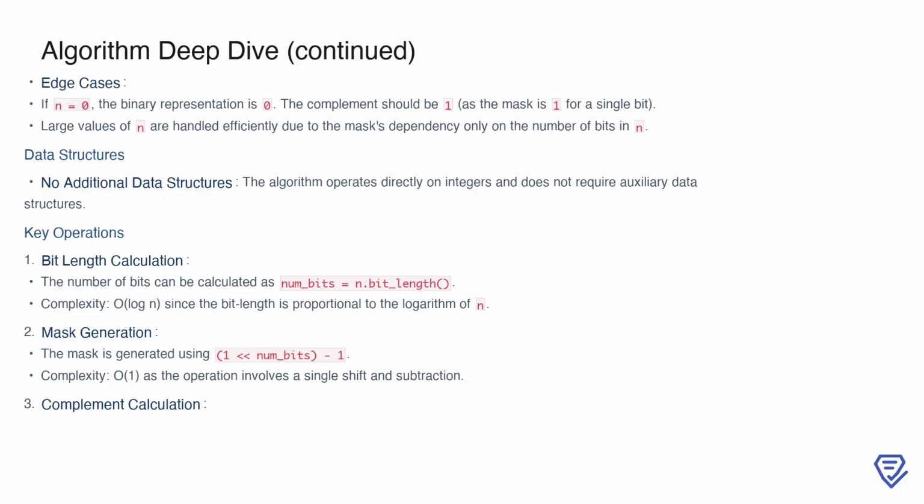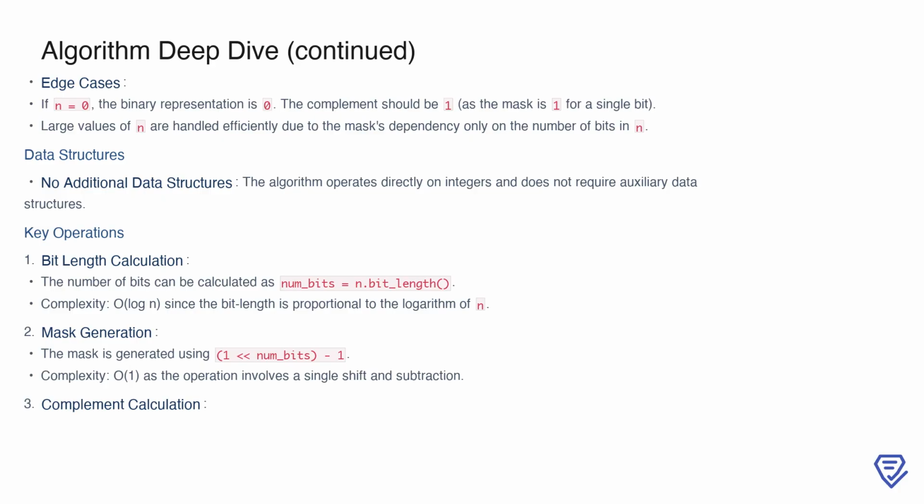From a data structure perspective, the algorithm is quite efficient, as it operates directly on integers without requiring any auxiliary data structures. The key operations involved include calculating the bit length of n, generating the mask, and performing the XOR operation. Calculating the number of bits in n can be done using the built-in method n.bit_length, which determines the position of the most significant bit. This operation has a time complexity of O(log n), because the bit length of a number is proportional to the logarithm of its value.